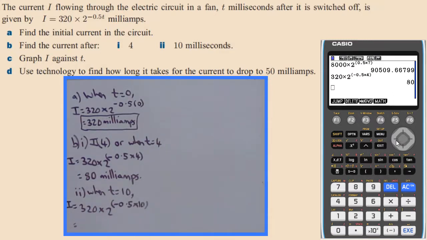But what we can do is use the up arrow and the left arrow to go back in here, delete the 4 and change it to a 10. Execute, and that gives me an answer of 10 milliamps. Just make these answers clear.